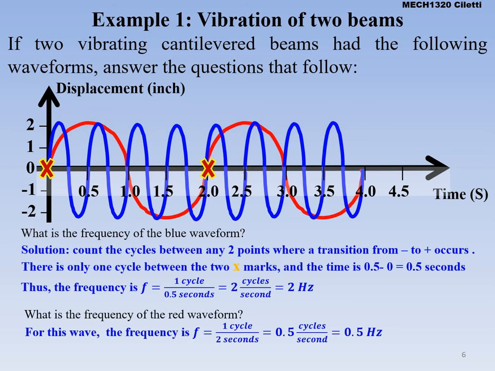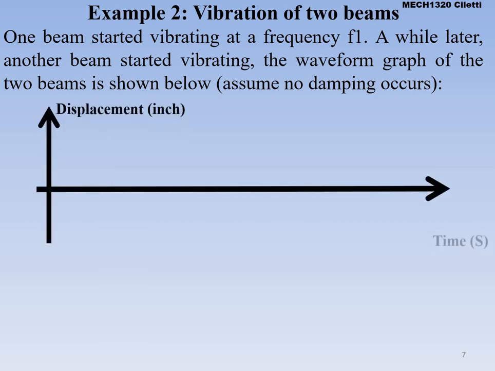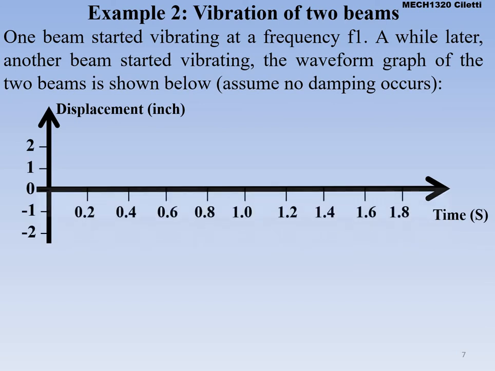Okay, so that's kind of how we can take a look at the waveform and analyze it, and this follows up with what we did in the electrical class, but we're just revisiting some of those things here. All right, so let's take a look at another example here. We have 1 beam that started vibrating at frequency F1. A little while later, another beam started vibrating. The waveform graph of the 2 beams is going to be shown below. Assume that there's no dampening that occurs, so there's nothing to reduce the amount that it's vibrating, or things like that.